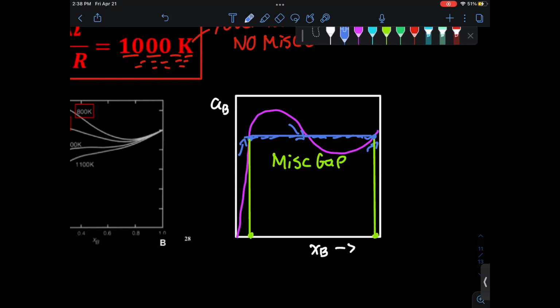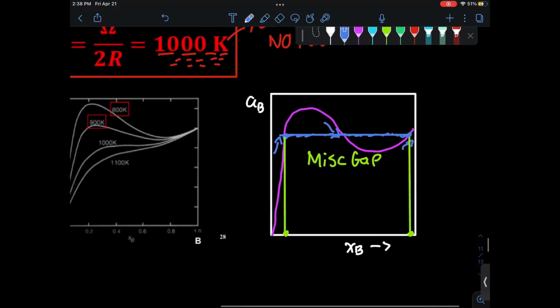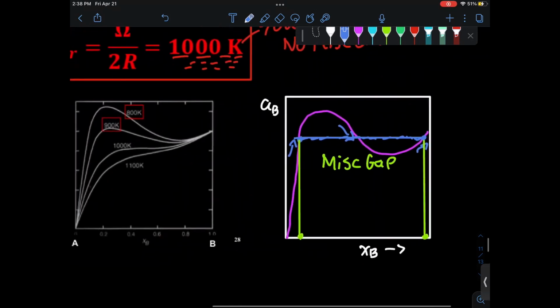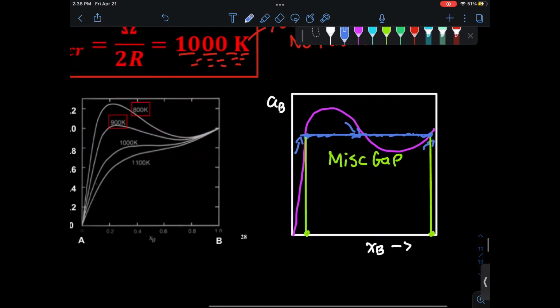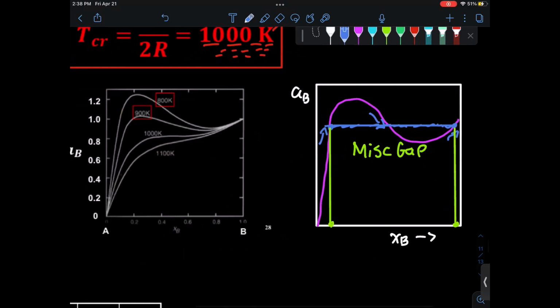And what's going to happen inside a miscibility gap? Well, we know that the activity is going to be constant. So we can draw this straight line. We can do kind of the same thing on these ones as well. Right? Hopefully that makes a good amount of sense.